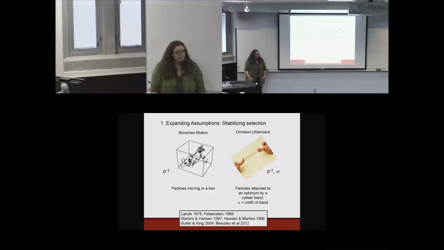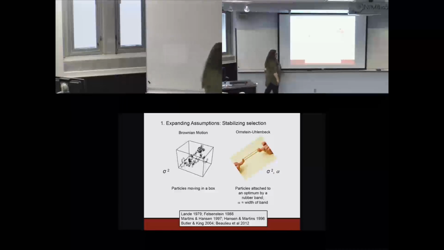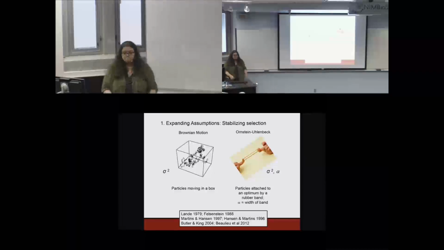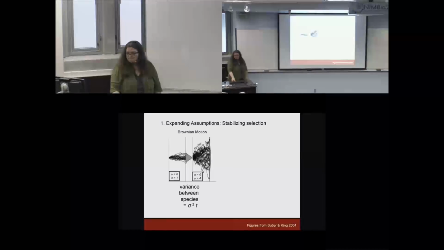Okay. And this is a model that's been developed for a long time. Russ Lande talked about it in 1979 as a model of phenotypic evolution, something that we can use to describe how evolution happens. So it's a natural next step from Brownian motion. It's sort of Brownian motion with a constraint towards this optimum.